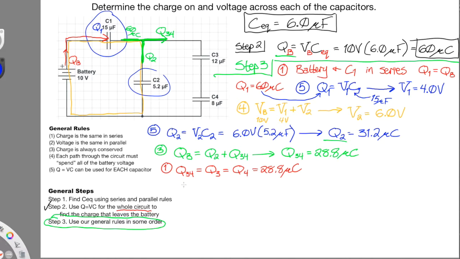So now we can use Rule 5, Q equals VC, for capacitor 3: the charge on capacitor 3, the voltage on capacitor 3, and the capacitance just of capacitor 3. C3, we know its value from up here is 12 microfarads. And Q3, well, we just found that in the previous part. That's the 28.8 microcoulombs. And with a little bit of math, that can tell us that the voltage across capacitor 3 is 2.4 volts.